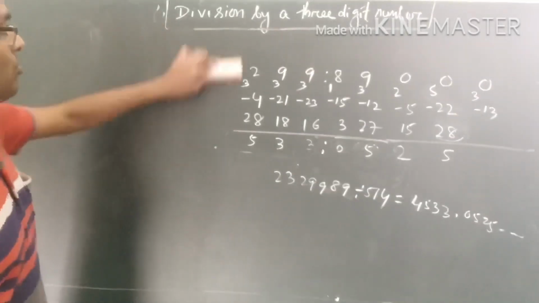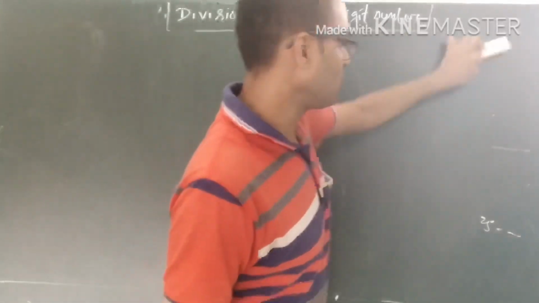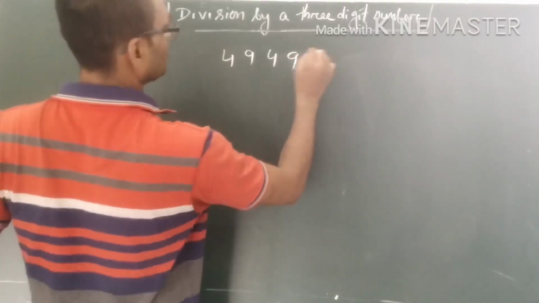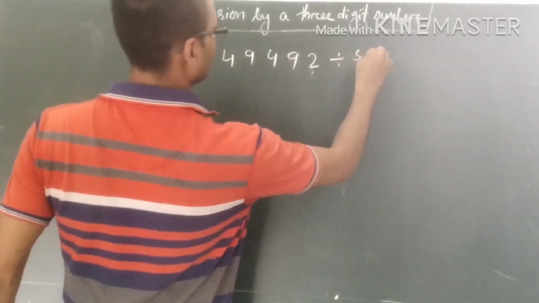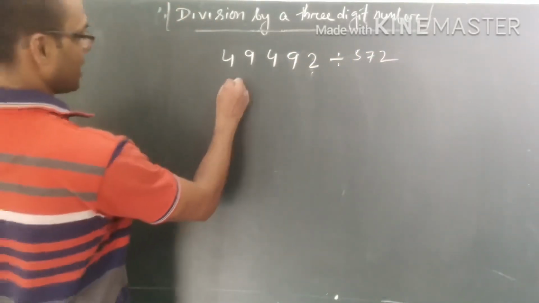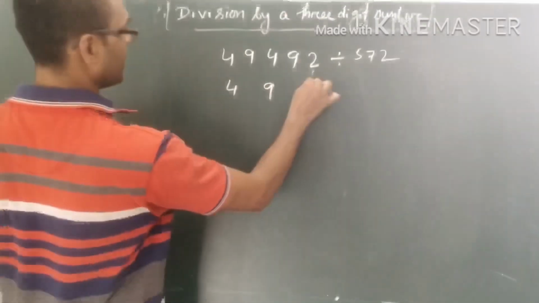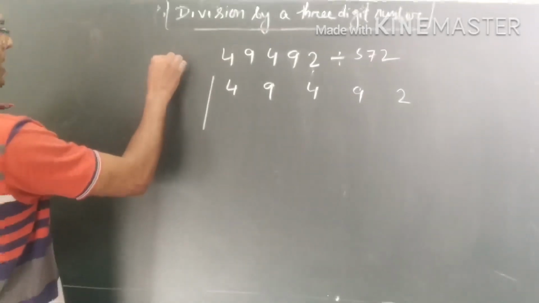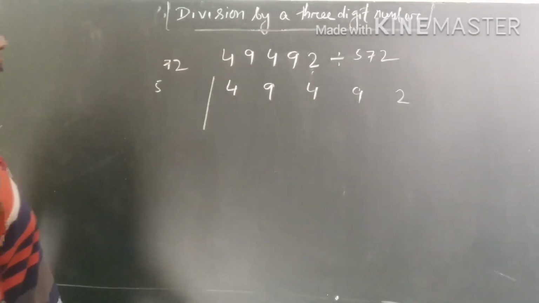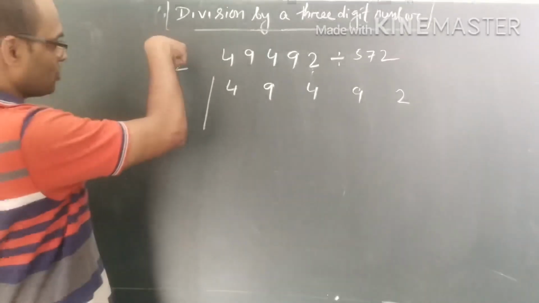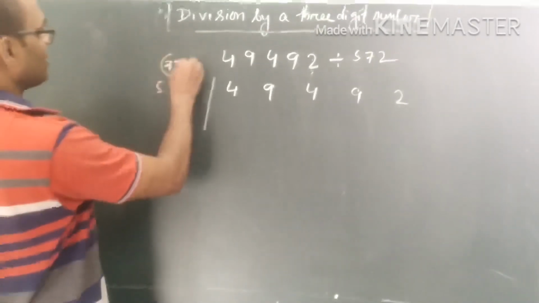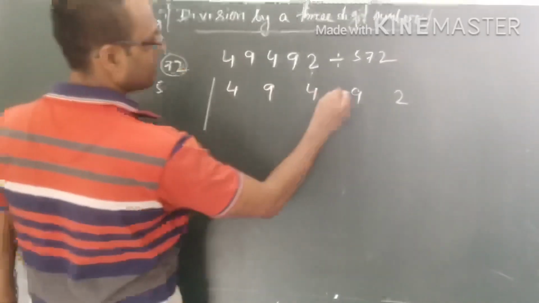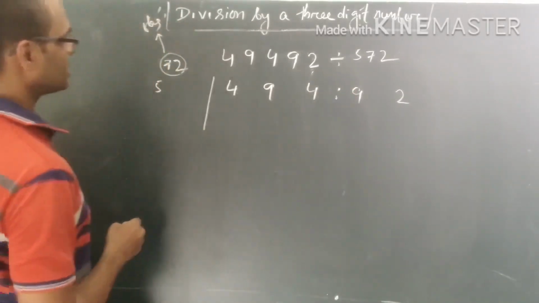Okay, let us take one more example. Suppose I am taking 49492 divided by 572. Write the numbers like this: 49492, and we have to divide this by 572. Write 72 just above this. This is our flag now. Since it is a 2-digit flag, put a semicolon before 2 digits.